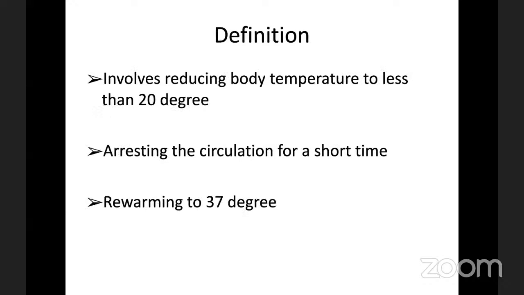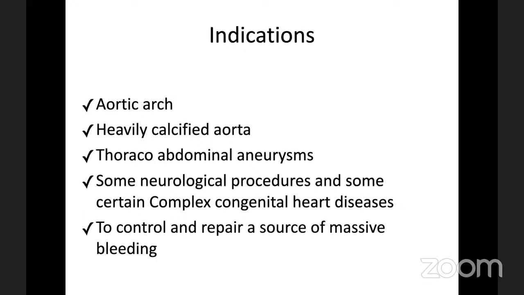As a definition, deep hypothermic circulatory arrest involves reducing the body temperature to less than 20 degrees. You arrest the circulation for a short time, you complete your operation, and you rewarm to 37 degrees. Indications are surgeries on the aortic arch, which is usually our indication in our patients. A heavily calcified aorta is one indication, thoracoabdominal aneurysms, some neurological procedures, certain complex congenital heart diseases, and to control and repair a source of massive bleeding. You can sometimes use deep hypothermia to control the bleeding.